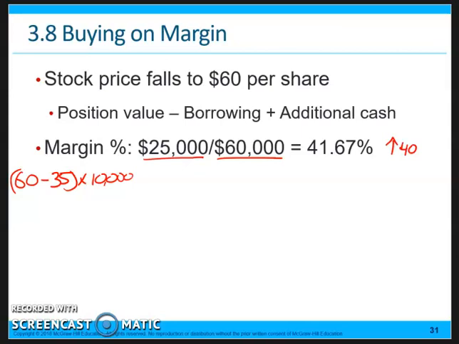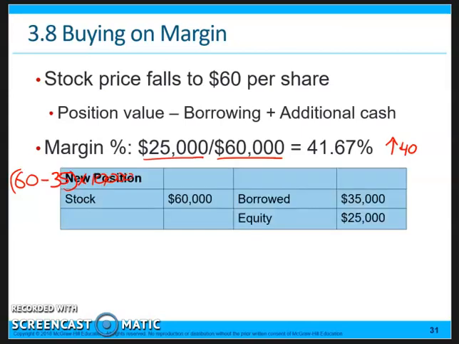So there's no margin call at this time. So the new position: we've got the $60,000, and the amount borrowed isn't changing, but our equity has fallen by $10,000.